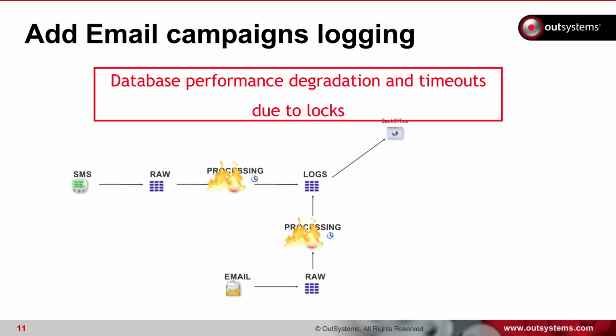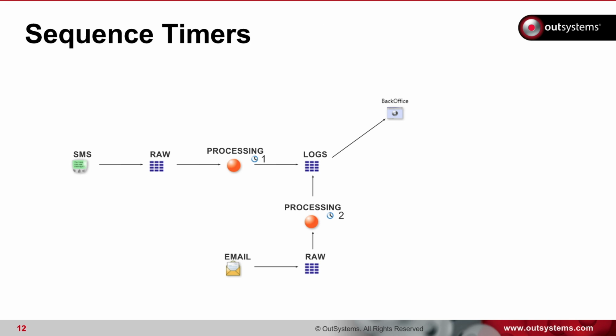And now we have a different problem. Because both timers are running at the same time, because there's more than one front-end server, they're both trying to write to the logs database, the logs entity, at the same time. So there is performance degradation and even timeouts due to locks. What do we do? Well, the first thing that comes to mind is to sequence timers.